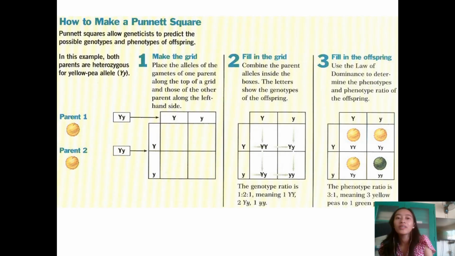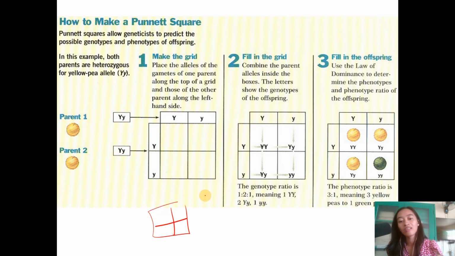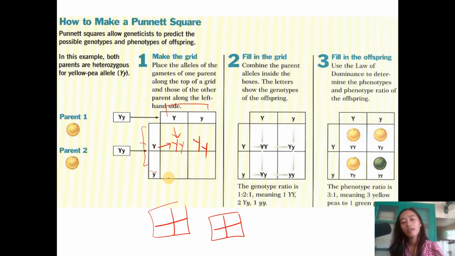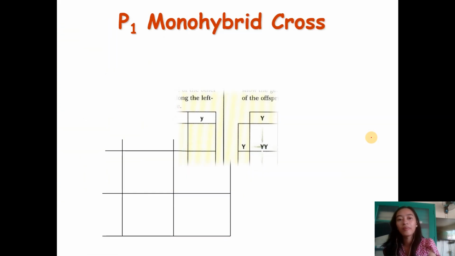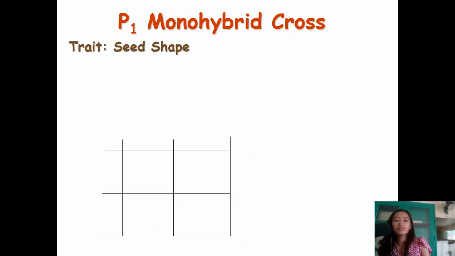So how to make a Punnett square? We are going to make this grid. Make a square, or it's up to you. And then on one side, there's a parent and on the other side another parent genotype. You're going to separate the letters like this, and then you're going to combine. So whichever is found here, you will write in here, and write here too. For example, capital Y, capital Y, capital Y, small letter y, like this. And then you will determine which phenotype will come out of the genotypes that you have combined.